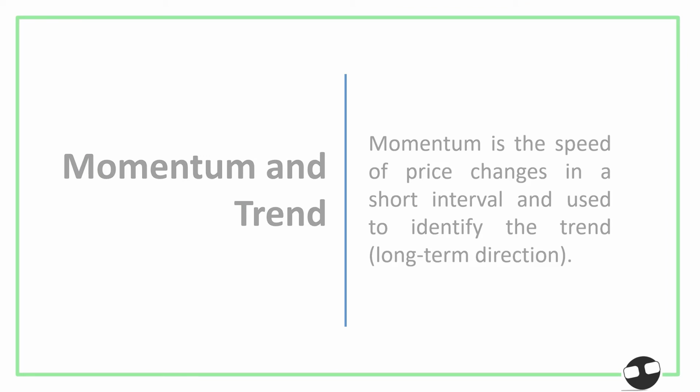So how about momentum and trend? Momentum is the speed of price changes in a short interval and is used to identify the trend. So momentum is the short-term movement of the price, while the trend is the long-term direction of the price.